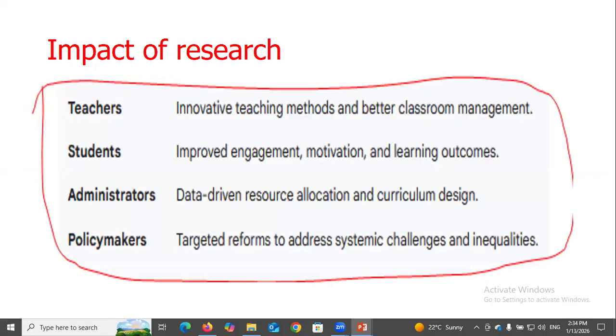Impact of research. Teachers: innovative teaching methods and better classroom management. Students: improved engagement, motivation, and learning outcomes. Administration: data-driven resource allocation and curriculum design. Policymakers: targeted reforms to address systemic challenges and inequalities.